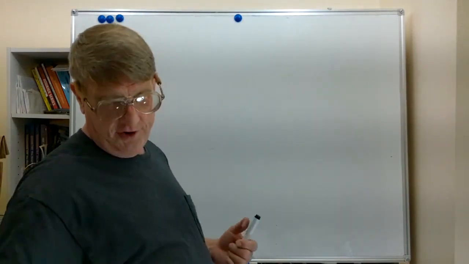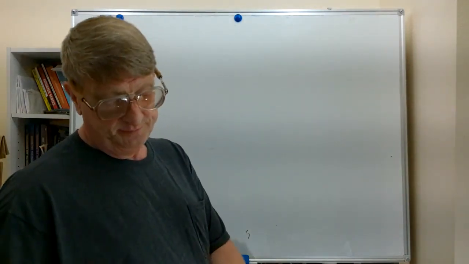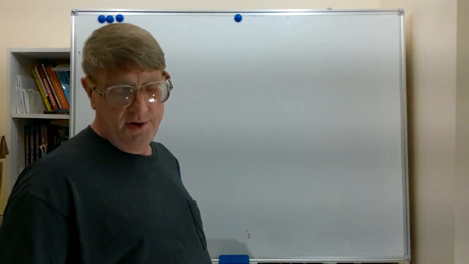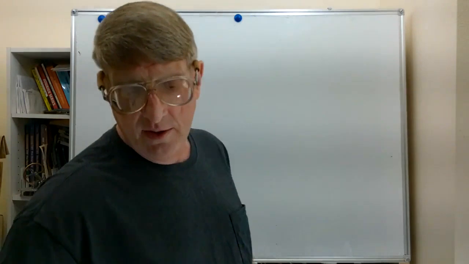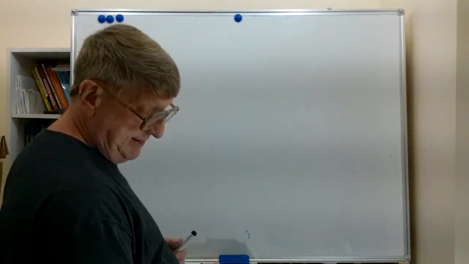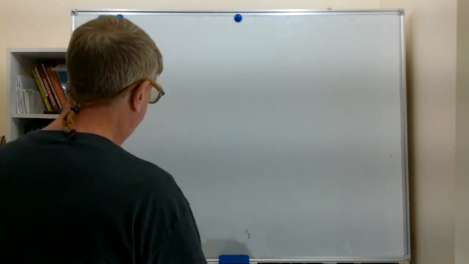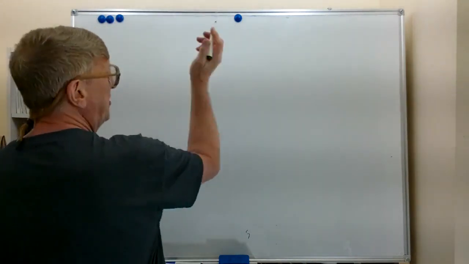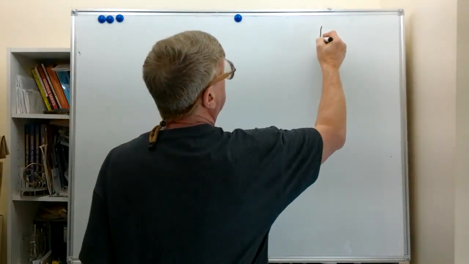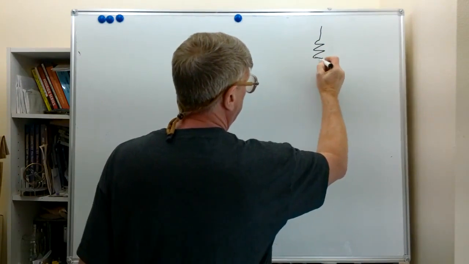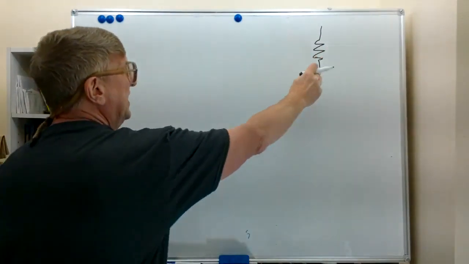Variable resistors are made as wire wound. They're also made as carbon resistors, and they're designed in different ways. I'm going to show you the schematic. The schematic representation of just a fixed resistor is usually just a zigzaggy line.